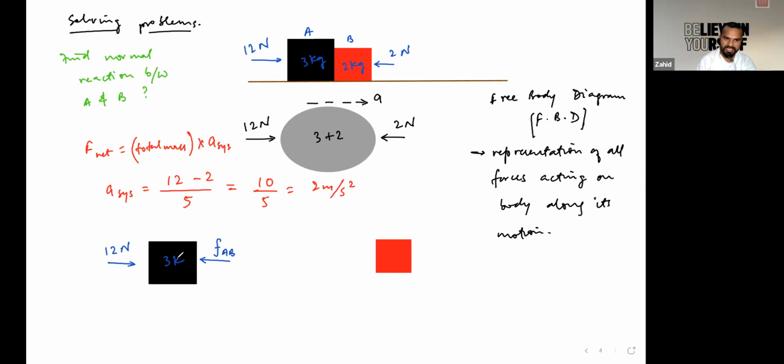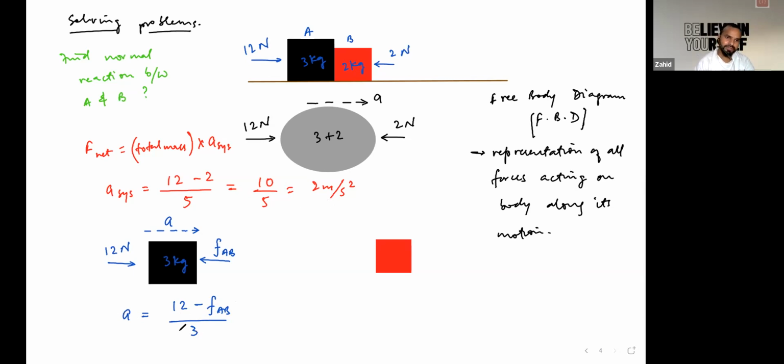This particular block has mass 3 kg. Since the whole system is going along the right side, each block must move along the right side with the same acceleration as the whole system. Now apply the second law for this part. So a equals net force, that is 12 minus FAB, divided by the mass of the block, that is 3. Put the value of a as 2 meter per second square and simplify, and you will get the value for FAB.